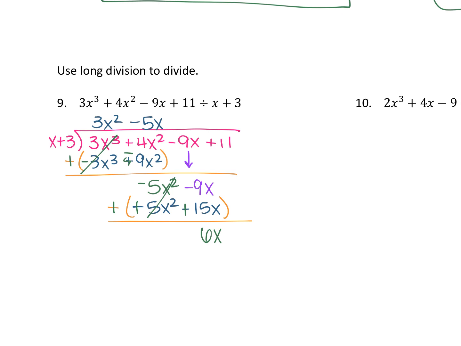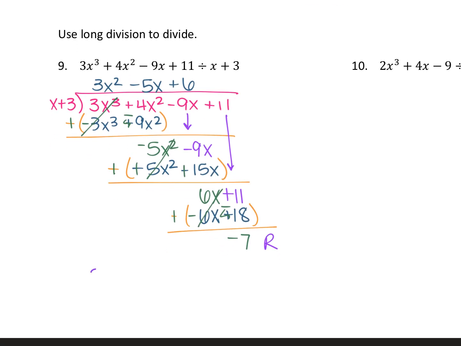And then we drop down that 11, which is your next term. From here, x times positive 6 gives you 6x. The 6 times 3 is 18. You subtract the two binomials, distribute the sign, change it, and then you have 11 minus 18, which is negative 7. That negative 7 is your remainder, so when you write your answer, you have 3x squared minus 5x plus 6 plus negative 7 over x plus 3.